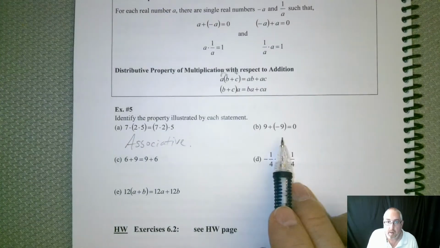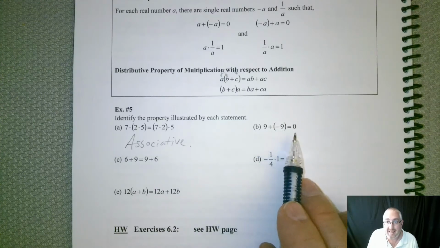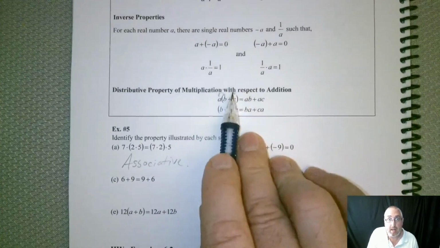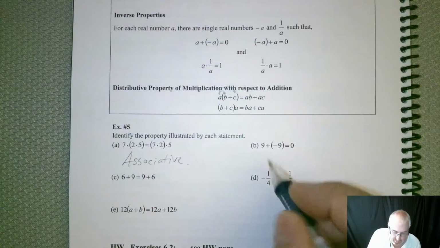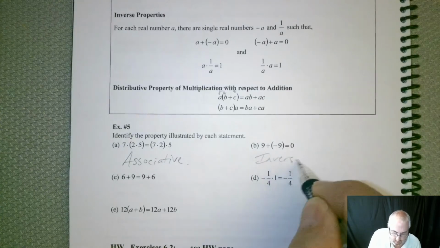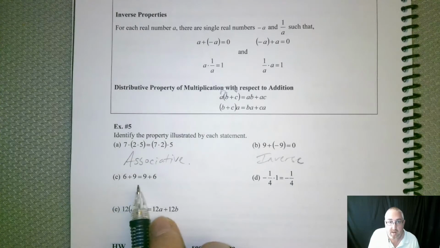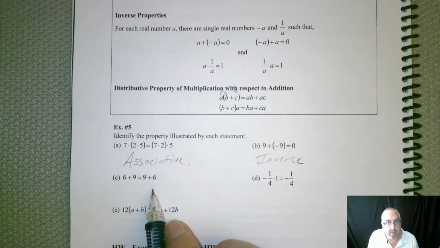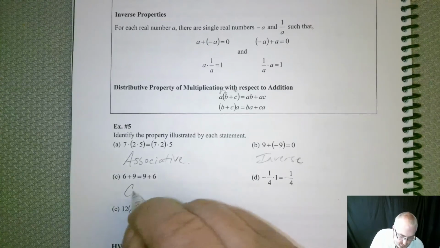Okay, what about this one? Well, we're adding these two numbers together and we're getting 0 out of it. Remember, if you get 0 out of it, that is the inverse property. So this one should be inverse. And then 6 plus 9 equals 9 plus 6. Numbers are moving. If the numbers are moving, they're commuting. So this is the commutative property.